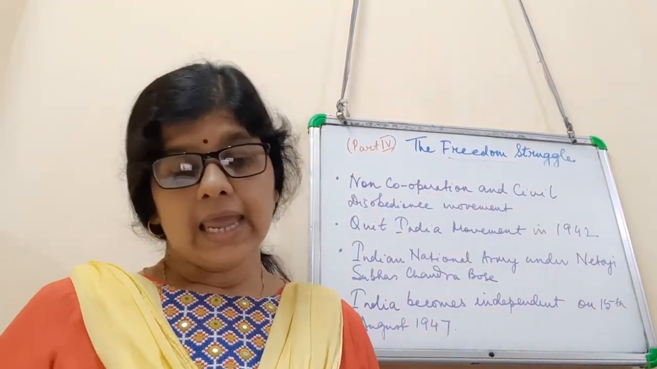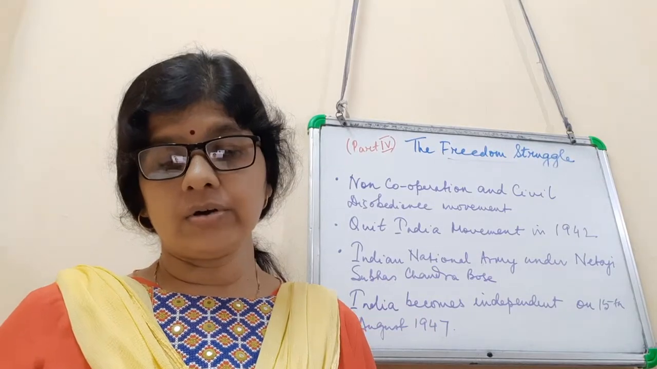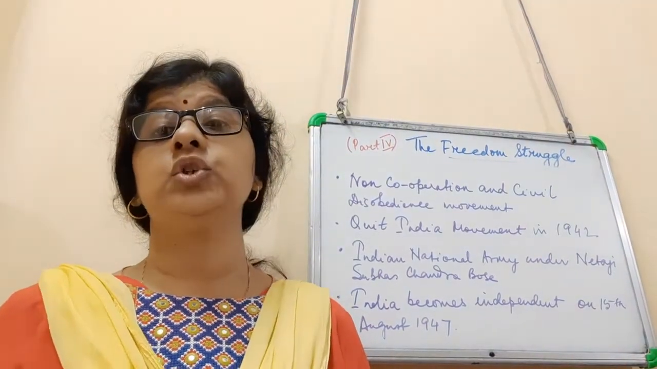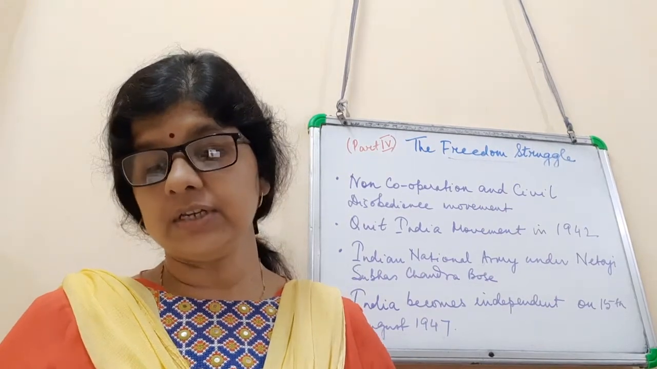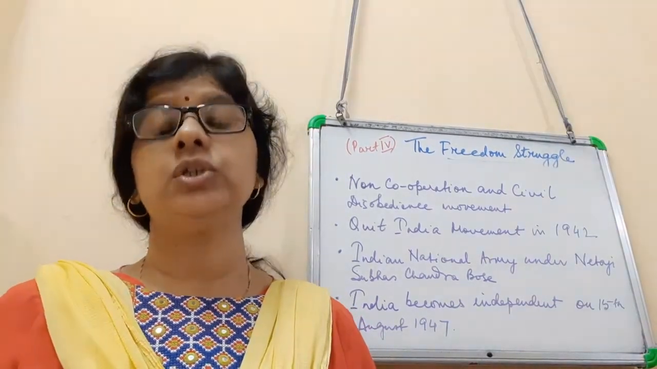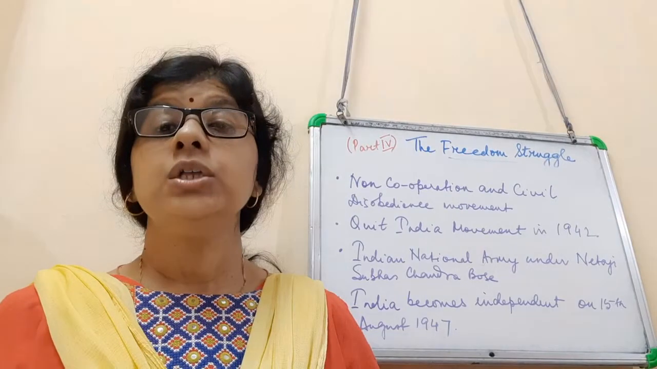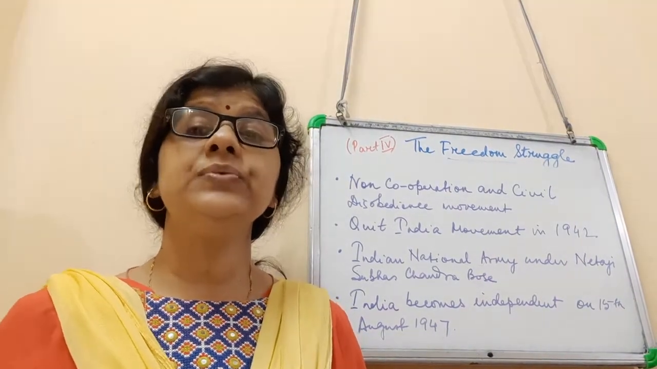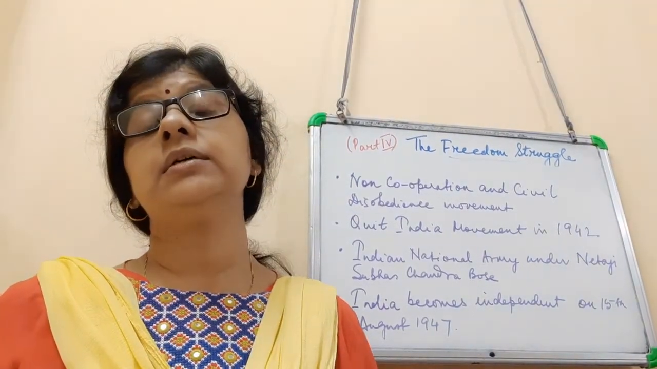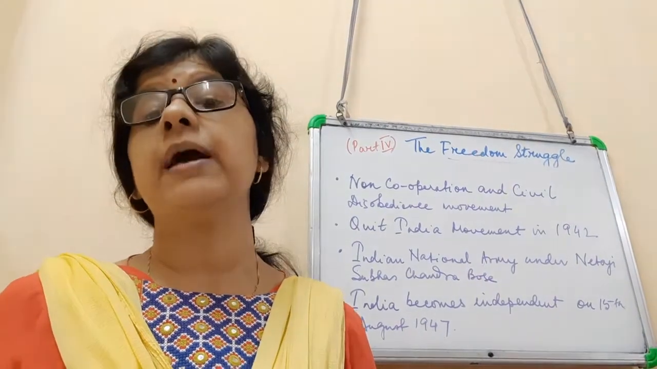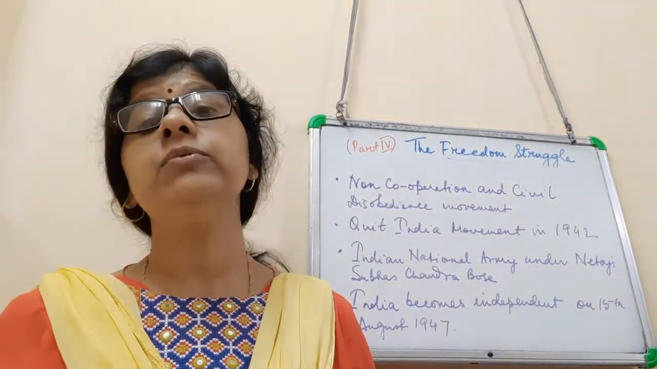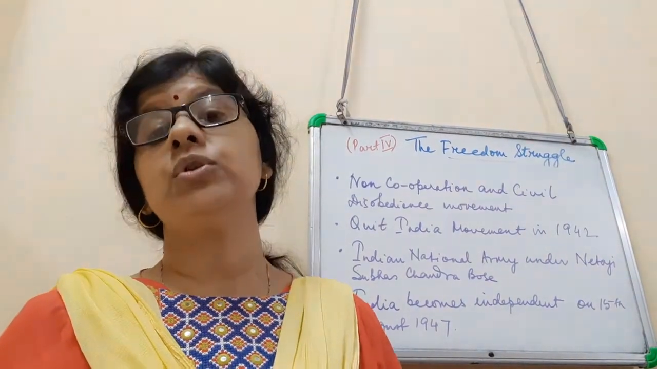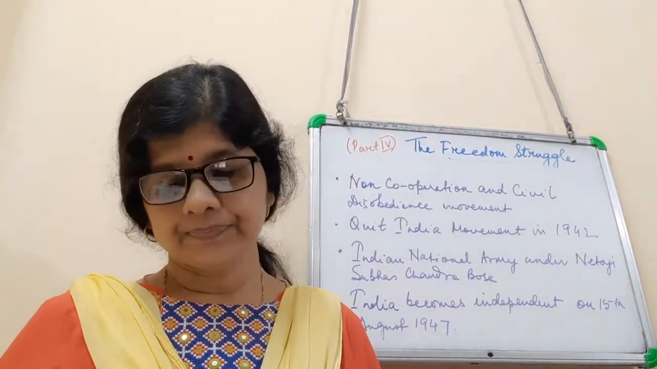In 1929, the Congress demanded Purna Swaraj, that is complete freedom, from the British. They launched the civil disobedience movement under the leadership of Gandhiji. So in 1929, the Congress made the demand of Purna Swaraj, or complete freedom, and the civil disobedience movement was launched in 1930.